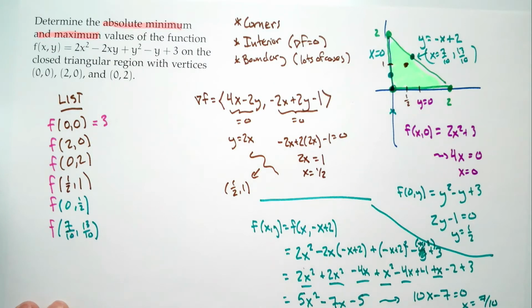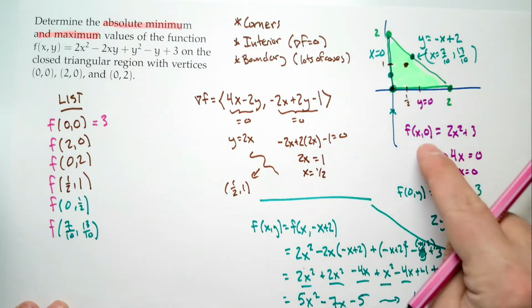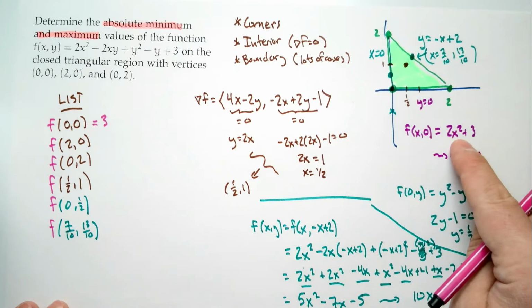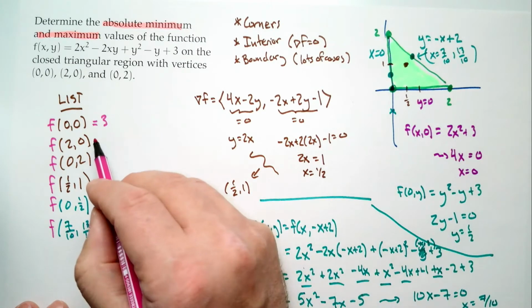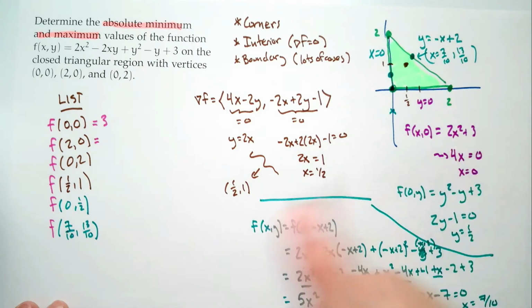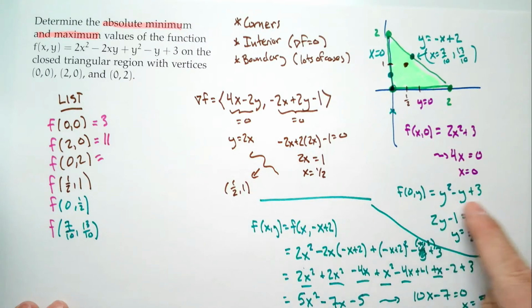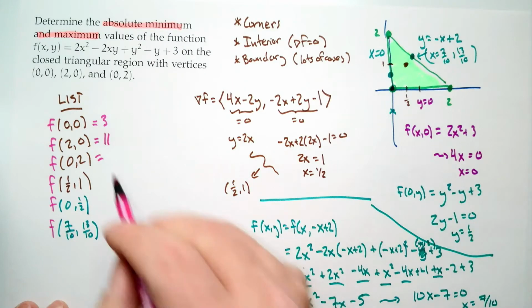2 comma 0. Well, 2 comma 0, if I actually come over here, it's pretty easy to plug in 2 comma 0. It's 2 times 4 plus 3. So that's 8 plus 3 is 11. 0 comma 2, I can come over here. That's 4 minus 2 plus 3. That's 5.